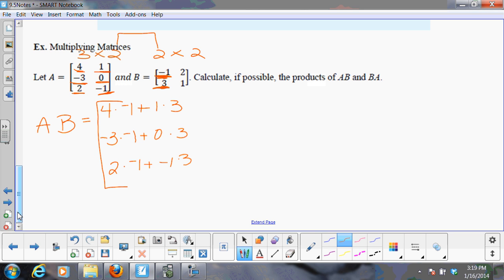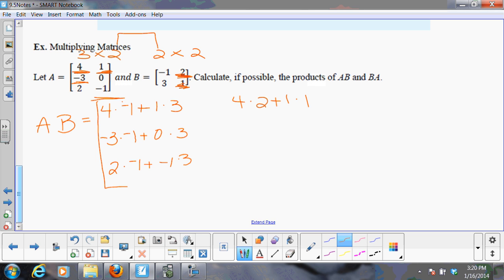Now we're going to move to doing rows with the second column. I'll erase my marks and then just redo my marks. Okay, so now we're going to do rows by second column. So 4 times 2 plus 1 times 1. Then I move down.